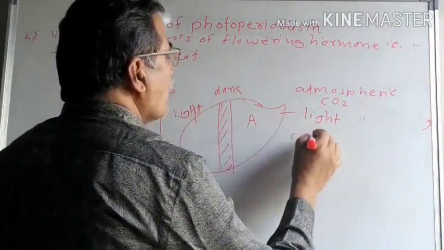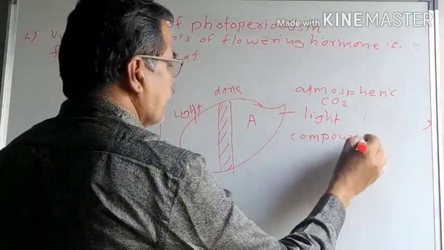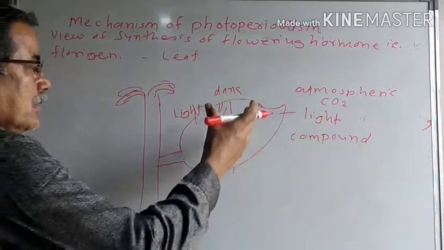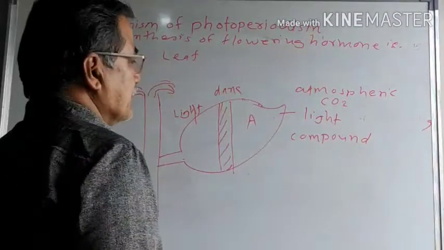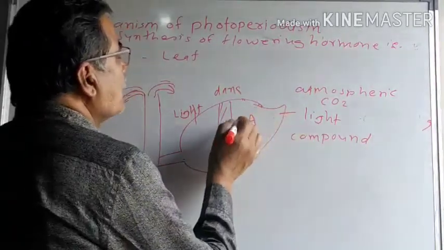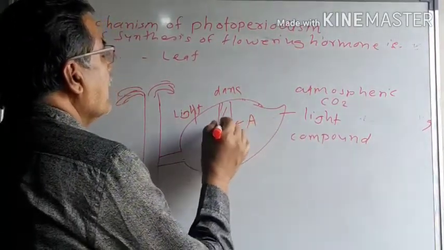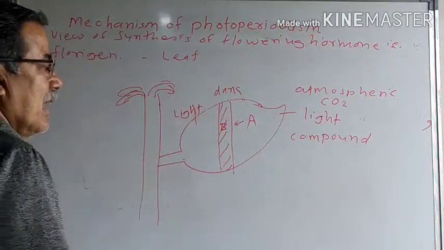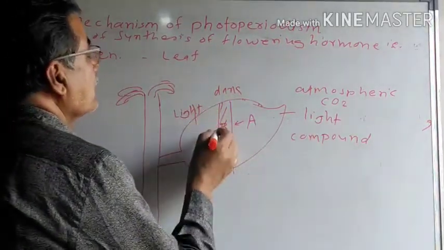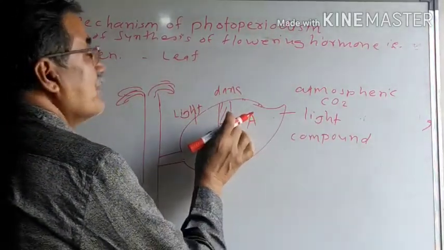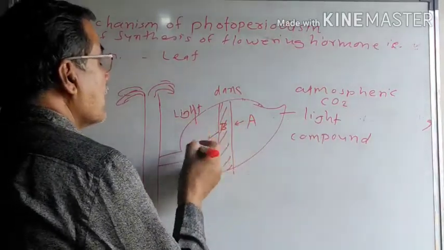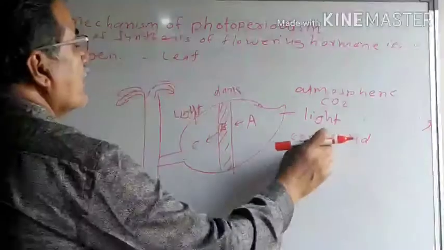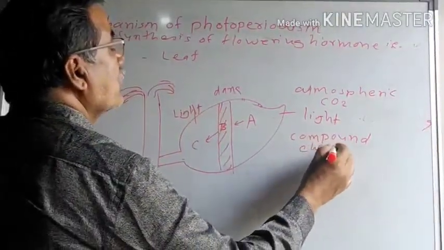and a compound is formed. We don't yet know what this compound is, that is, the content of the compound. Then this A compound, during the night period, enters the dark period, and again this leaf is exposed to the light period. That is, the B compound is translocated and transferred to the C compound. This compound has particular chemicals.